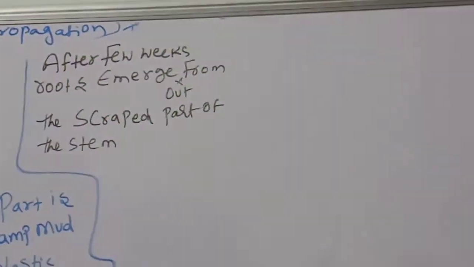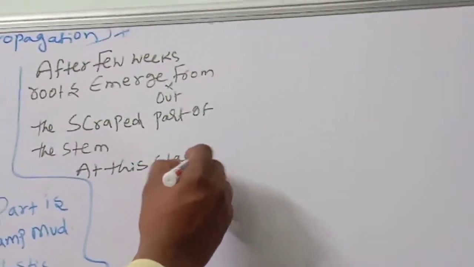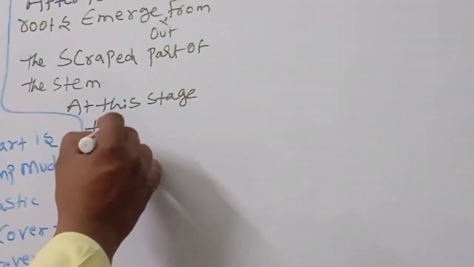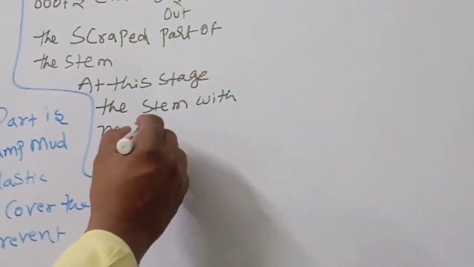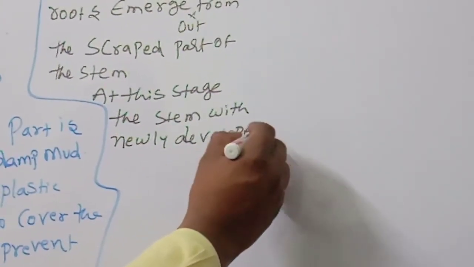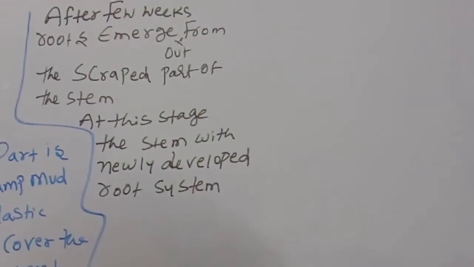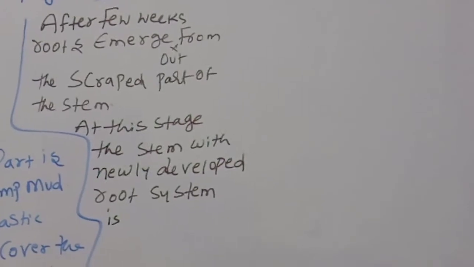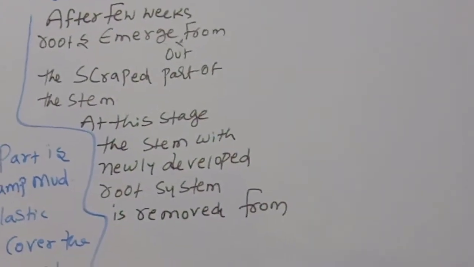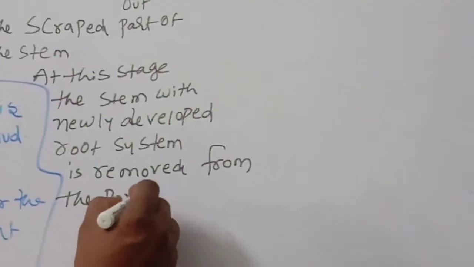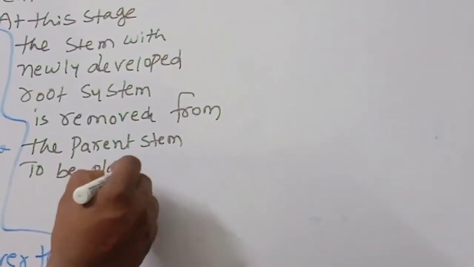This is important. At this stage, the stem with the newly developed root system is removed from the parent stem to be planted in soil.